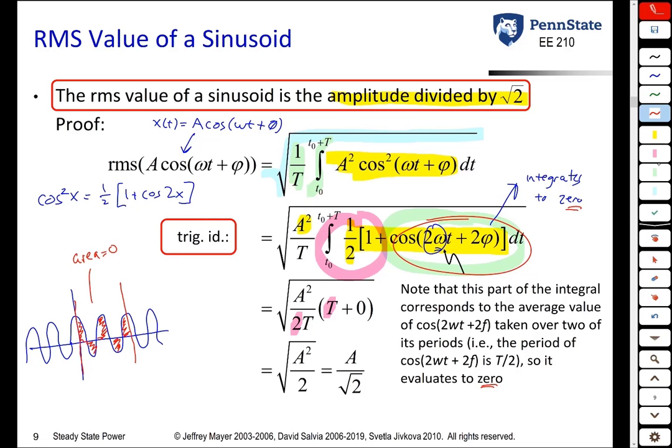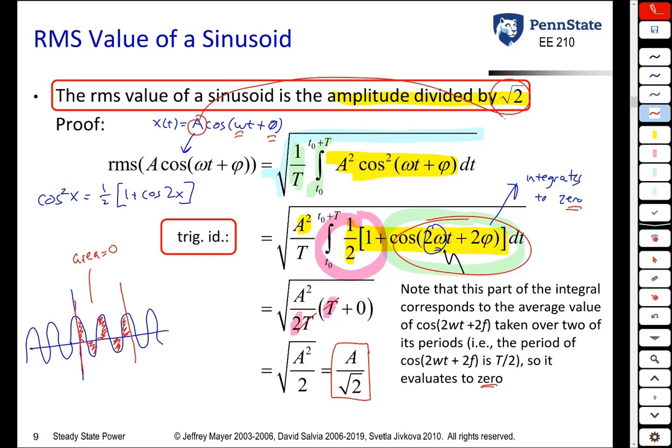So we now have the square root of a squared times t over 2 cap t. These t's cancel, and we get the square root of a squared over 2, or a over the square root of 2. And we get our final result. The RMS value of a sinusoid, regardless of its frequency, regardless of its phase, is just the amplitude divided by the square root of 2.